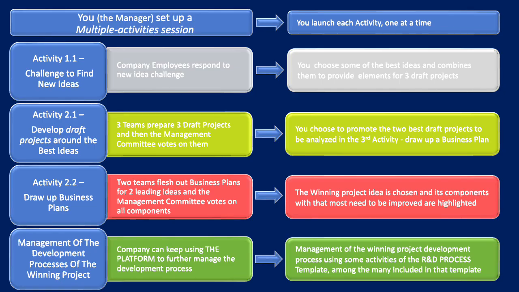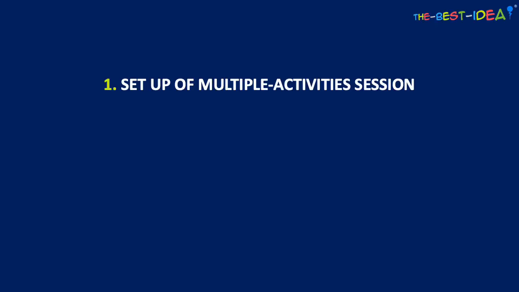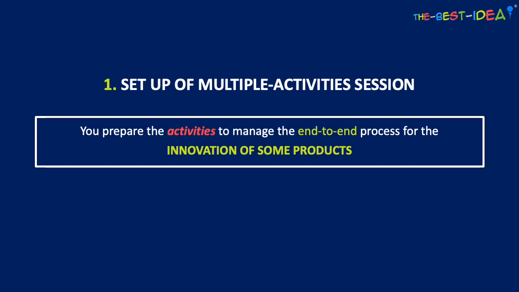This flowchart summarizes how this multiple activities is set up. We'll go over each step one by one. First phase, set up a multiple activities session. You prepare the activities to manage all the end-to-end process for the innovation of some products.